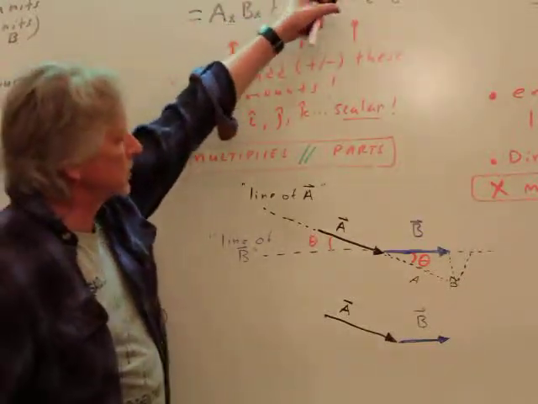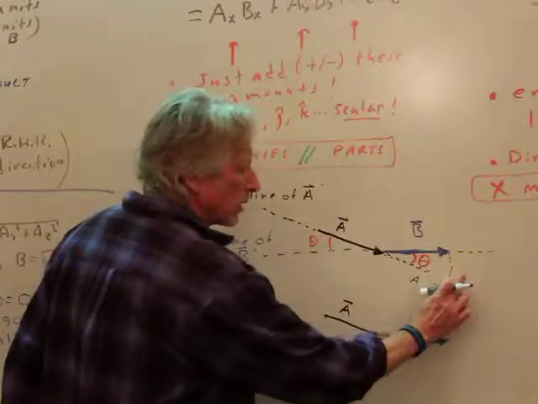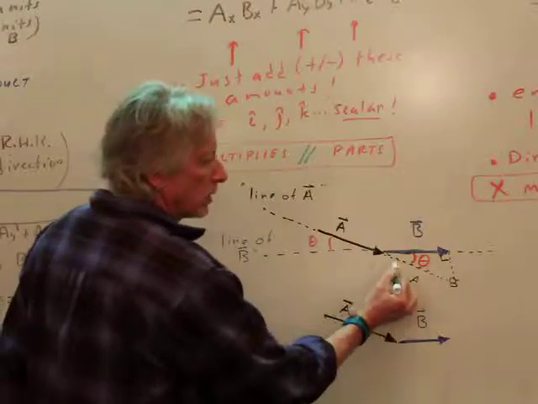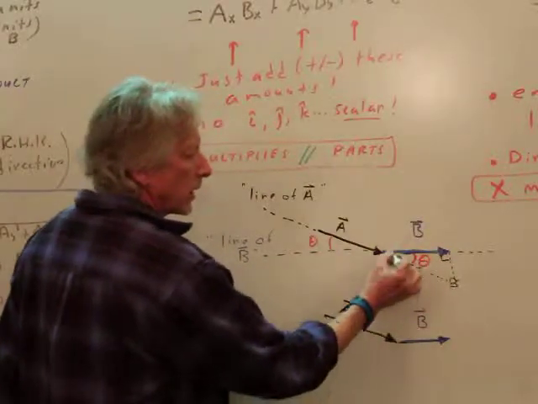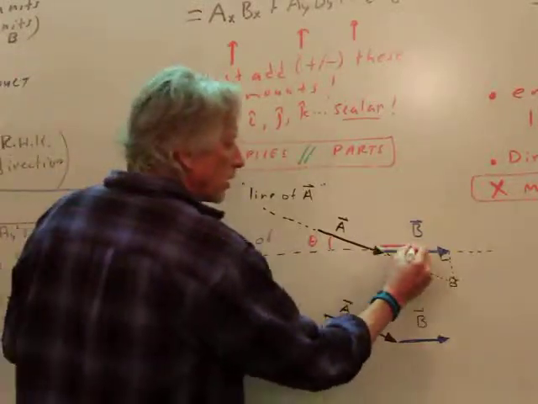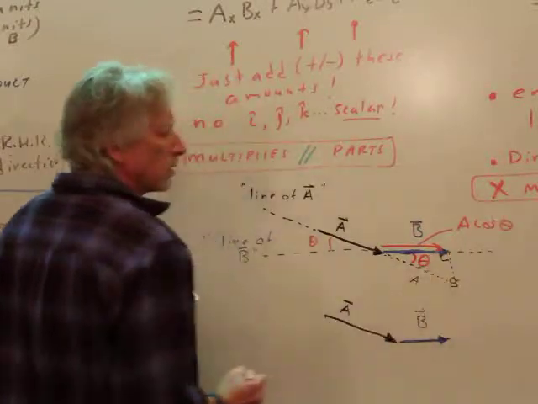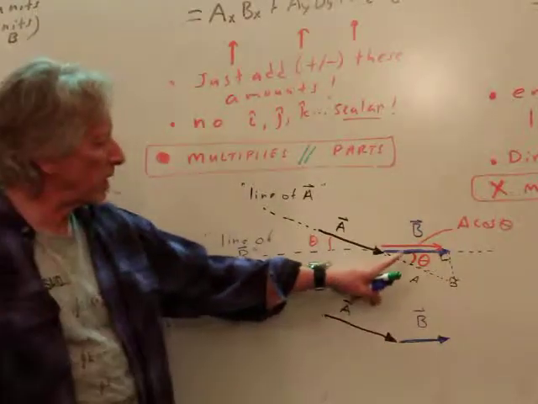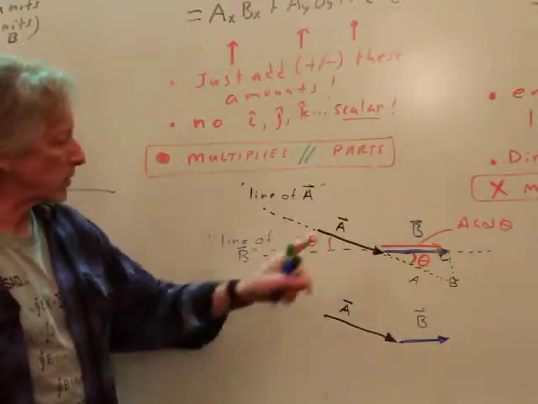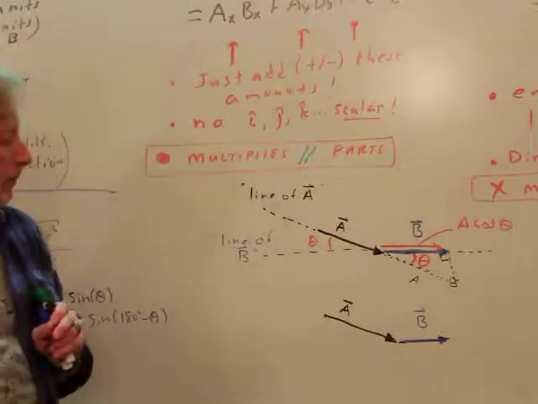A times the cosine. Well, A has to be the hypotenuse. So in the first case, that wasn't the hypotenuse. Now that's the hypotenuse here. Times the cosine of that gives this bit right here. And so this would be A cos theta. And so I'm taking B times the part of A parallel to it. That's what this does. B times A cos theta.